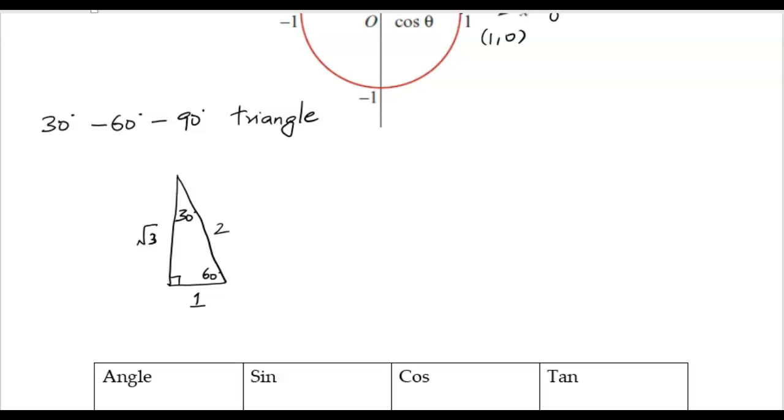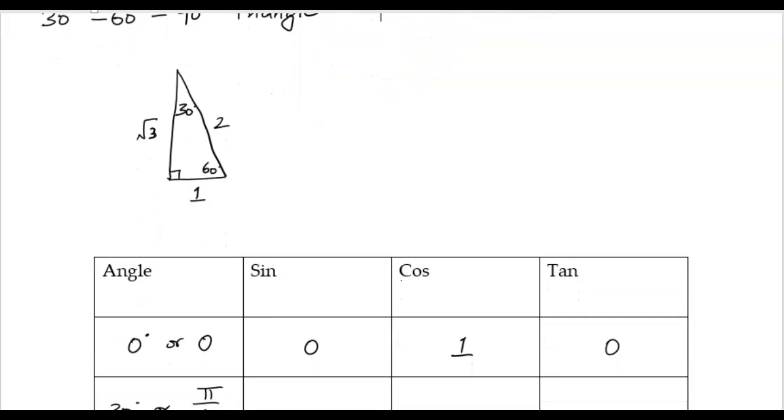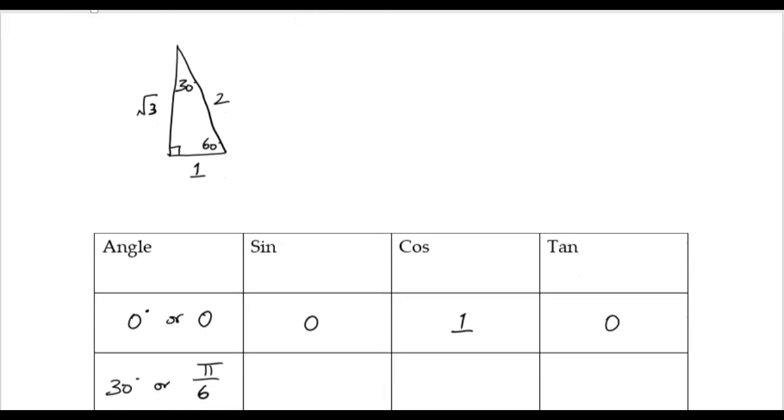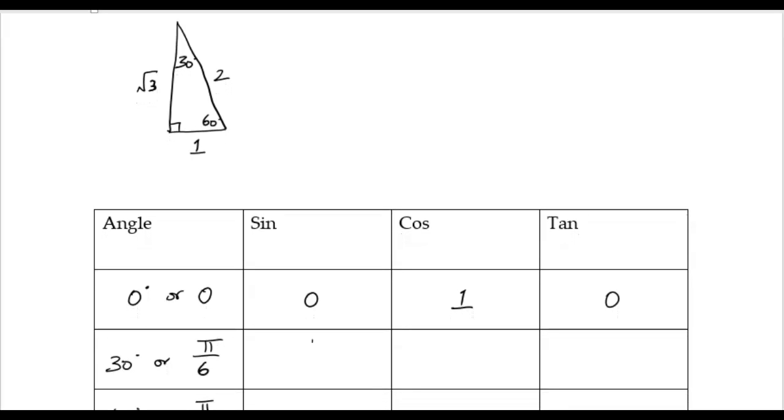So if I apply my SOHCAHTOA for this particular triangle, I can see sine 30 is equal to opposite over hypotenuse, which in this case is going to be equal to 1 over 2. So sine 30 is going to be equal to 1 over 2. Cos 30 is adjacent over hypotenuse, so square root 3 over 2, and tan 30 degrees is going to be opposite over adjacent, so in this case it's going to be 1 over square root 3, or in the rationalized form, it's basically going to be square root 3 over 3.